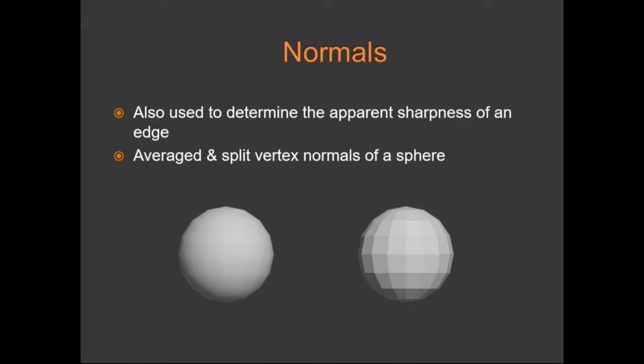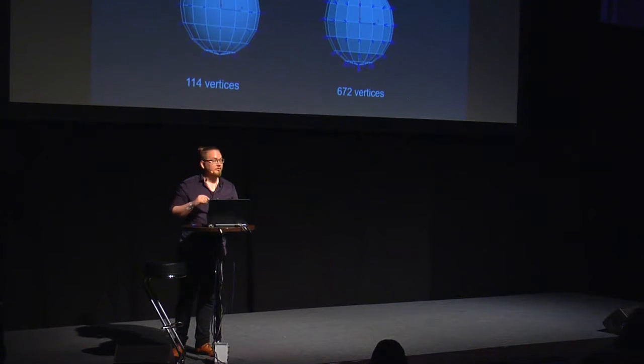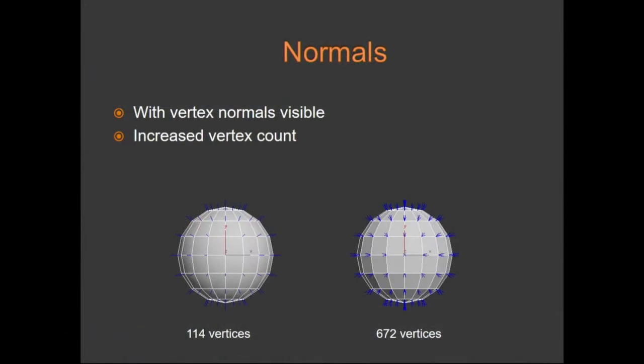And these normals are also used to determine the so-called sharpness of an edge. And we generally speak of hard edges when it comes to this. Here you can see two spheres. On the left, one with unified normals, and on the right, one with split vertex normals, causing the faceted look of a sphere. And here are the same spheres with vertex normals visible as well.